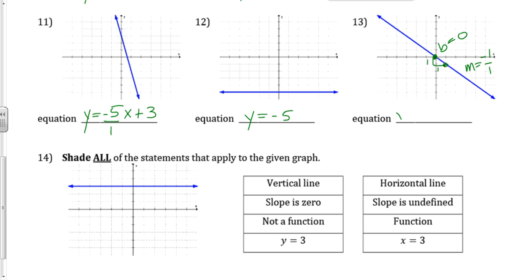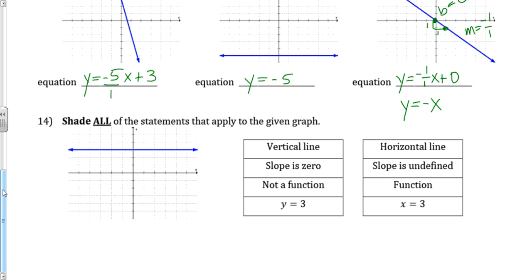So when you write your equation, you would have y equals negative 1 over 1x plus 0, which is technically correct, but we could also simplify it, and it would just be simply y equals negative 1x or simply negative x. Both are correct answers.